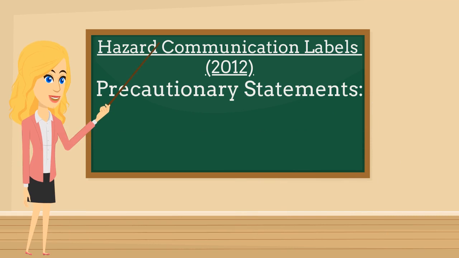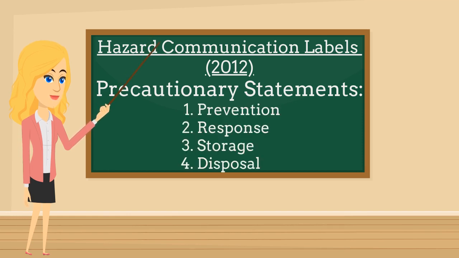Labels should also contain a precautionary statement or statements. These describe the recommended measures that one should take in order to prevent or minimize adverse effects resulting from exposure to the hazardous chemical or improper storage or handling. There are 4 types of precautionary statements. These are prevention, response. This type would be used for accidental spillage or exposure, emergency response, and first aid. Then there is also storage and disposal.